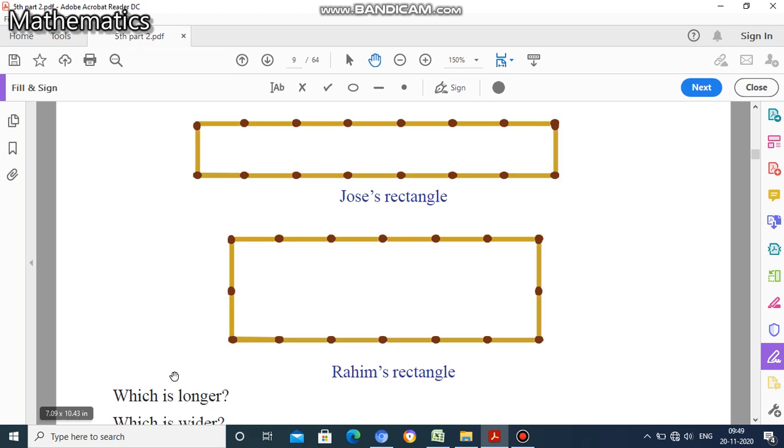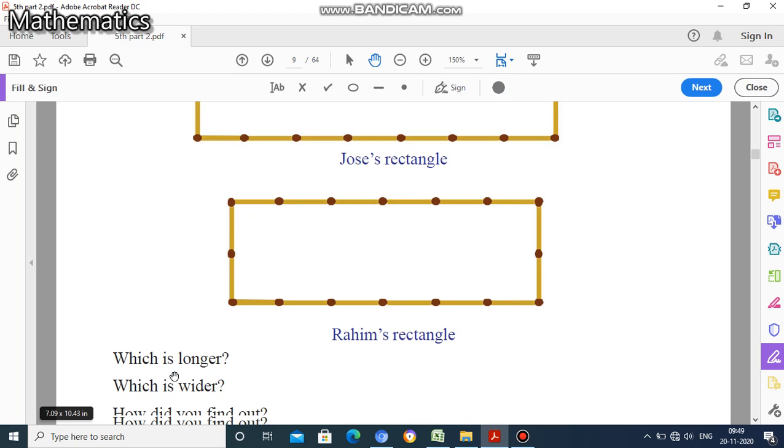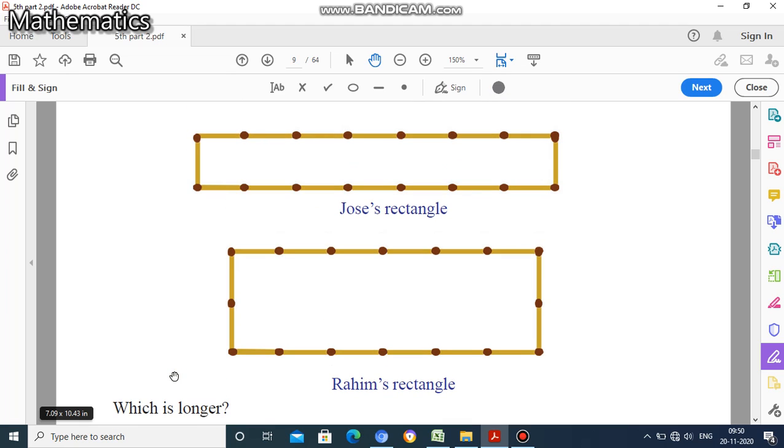Here we want to find which is longer, the first rectangle or the second rectangle. Which is longer, Joe's rectangle or Rahim's rectangle? How can we find? Here you can see 7 matchstick length, so it is longer. Here only 6 matchstick length, 1, 2, 3, 4, 5. So Joe's rectangle is longer.